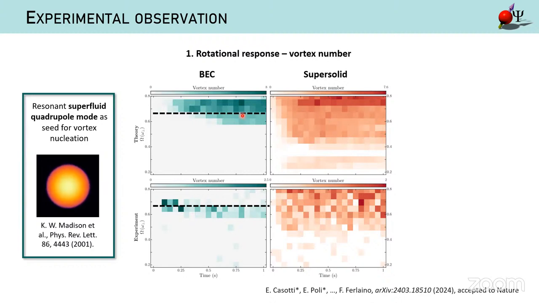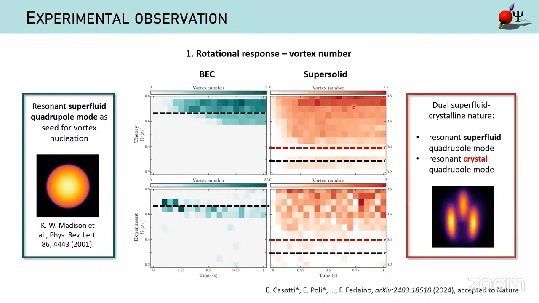For the supersolid it is more complicated, because we can clearly see this resonance here at low frequency, and then more of a threshold behavior. After a certain frequency, we always see vortices. This different behavior is due to the dual nature of the system, the dual superfluid and crystalline nature. Now we have a superfluid quadrupole mode, which can be at resonance, and this gives this low frequency resonance, in analogy to the quadrupole mode resonance in the BEC. And this continuum behavior is related to the crystal quadrupole mode, related to the solid nature of the system.